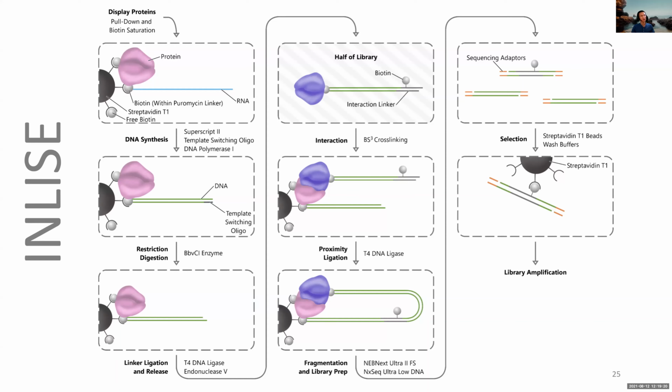Now she incubates this library with another library made in the same form. So this is a second displayed protein library of many proteins. And in the second protein library, after incubation with the first protein library, supposedly some protein interactions will happen and some protein complexes may be formed.